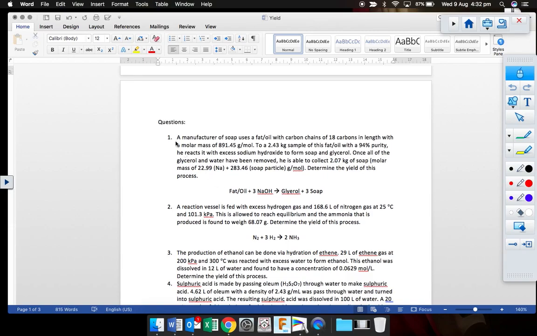Okay, the first question. A manufacturer of soap uses fat/oil with carbon chains 18 carbons in length with a molar mass of 891.45 grams per mole. To a 2.43 kilogram sample of this fat/oil with a 94% purity, he reacts it with excess sodium hydroxide to form soap and glycerol. Once all of the glycerol and water have been removed, he is able to collect 2.07 kilograms of soap with a molar mass of 22.99 for the sodium and 283.46 for the soap particle, grams per mole. Determine the yield of this process, and here is an equation for that.